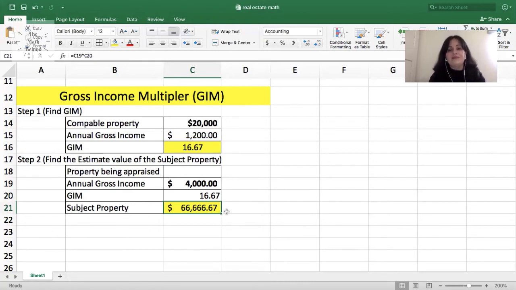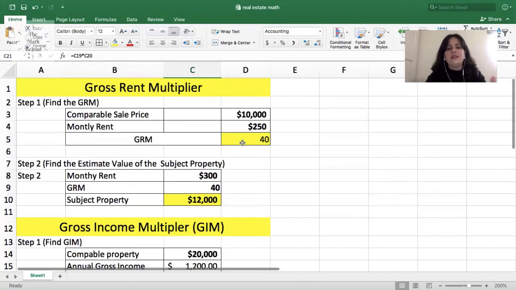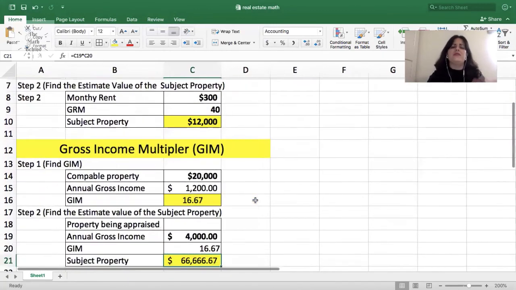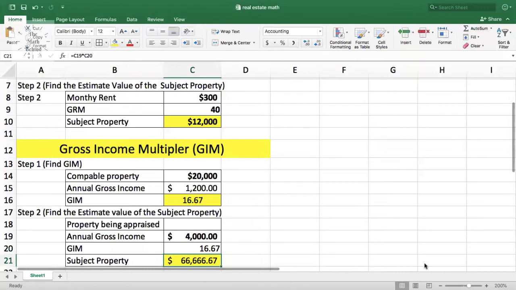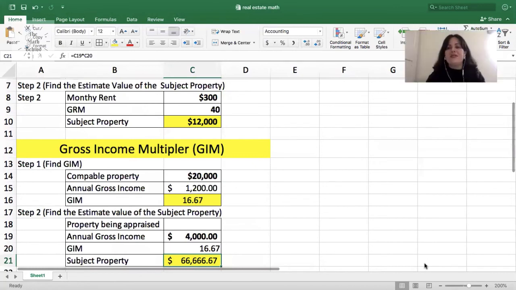Now, obviously, this is just an estimate of how to find the gross rent multiplier and gross income multiplier. But these are good things to know, because if you have to talk to an investor, or if you want to do the math yourself, then you can understand what you're doing.